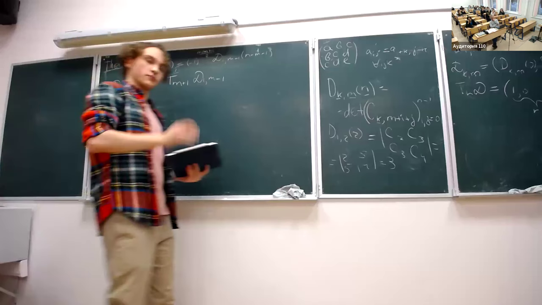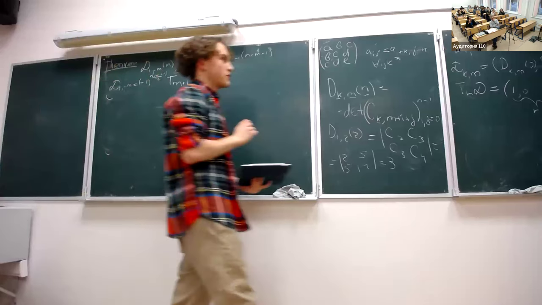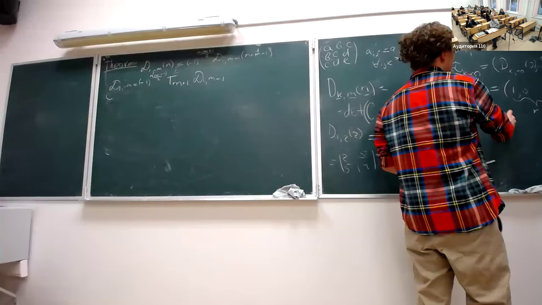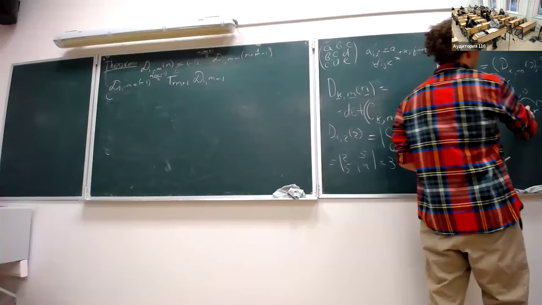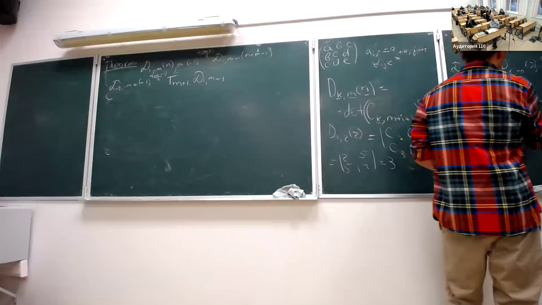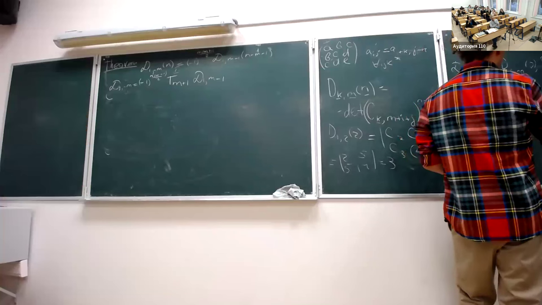T minus R D equals to D R, I think, D R plus 1, etc.